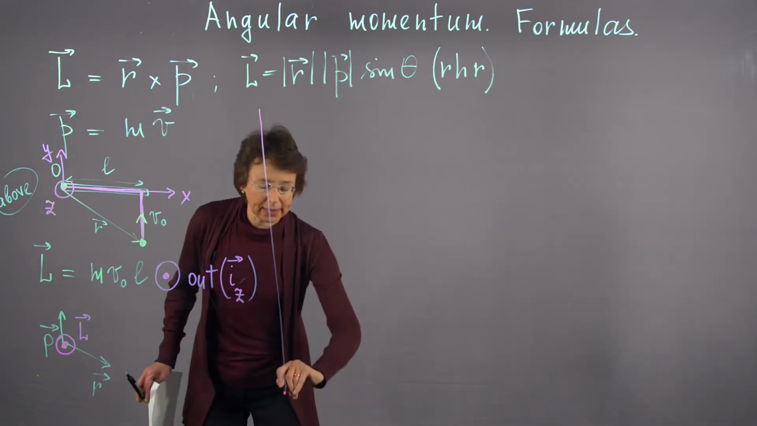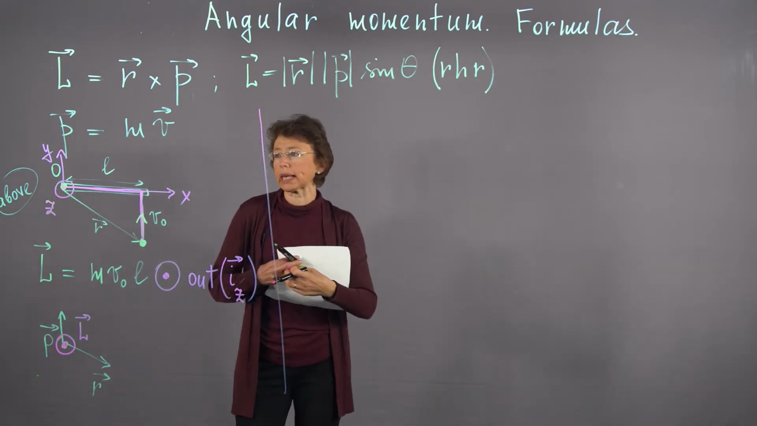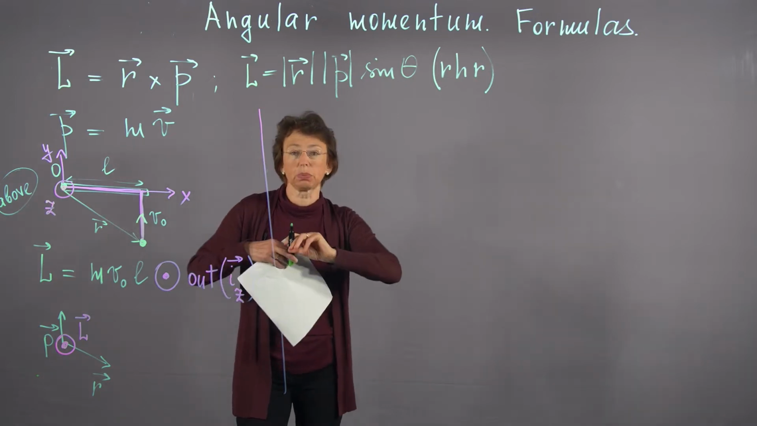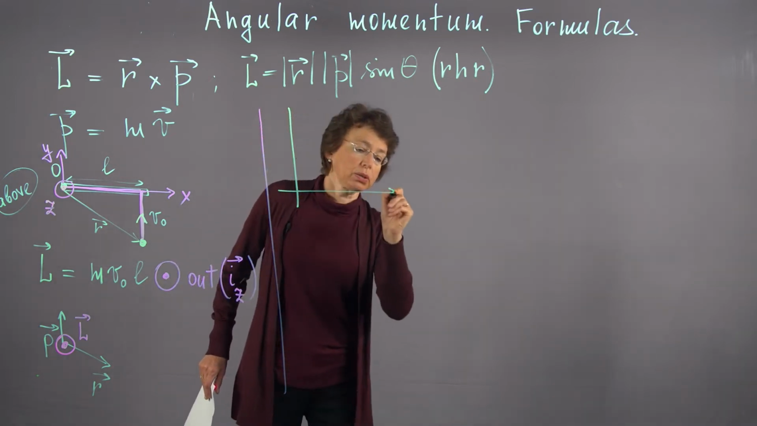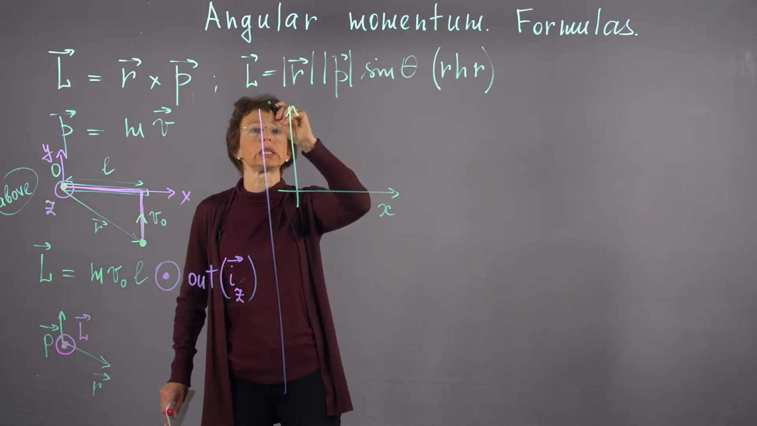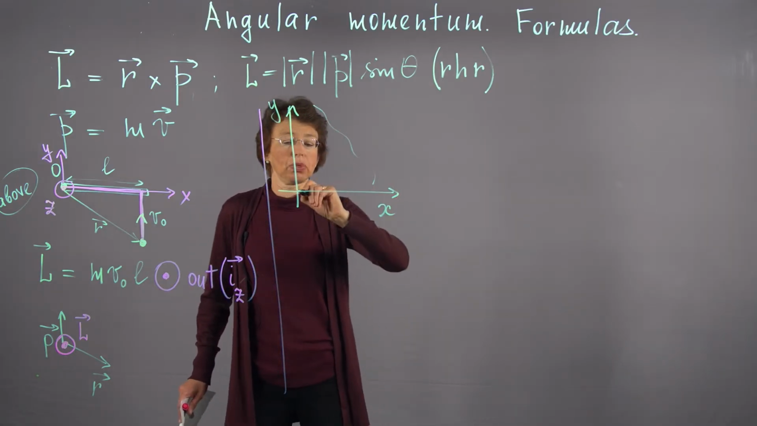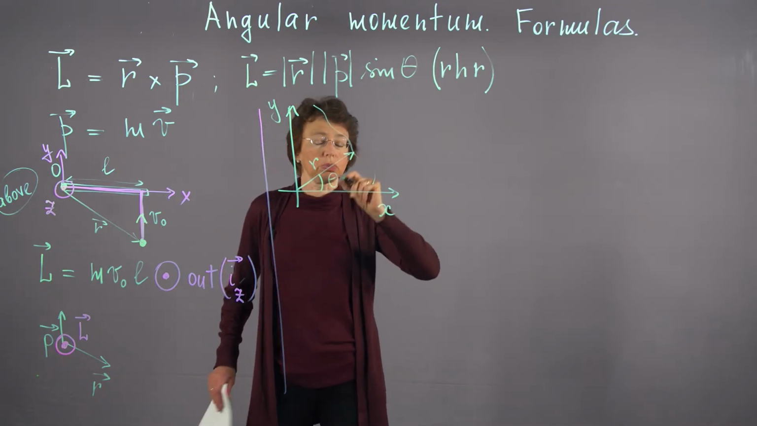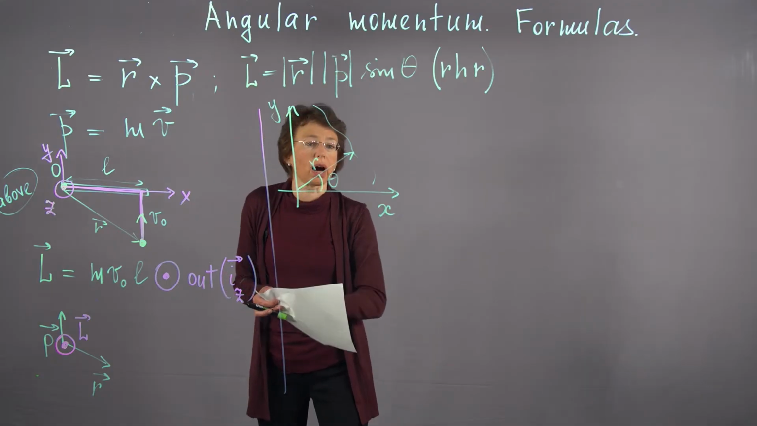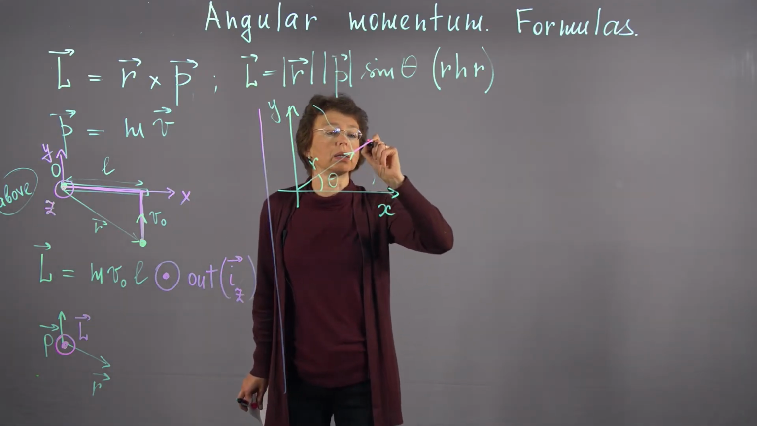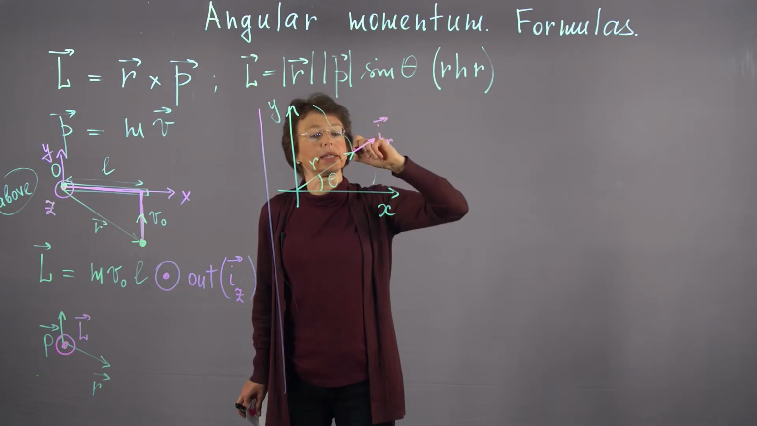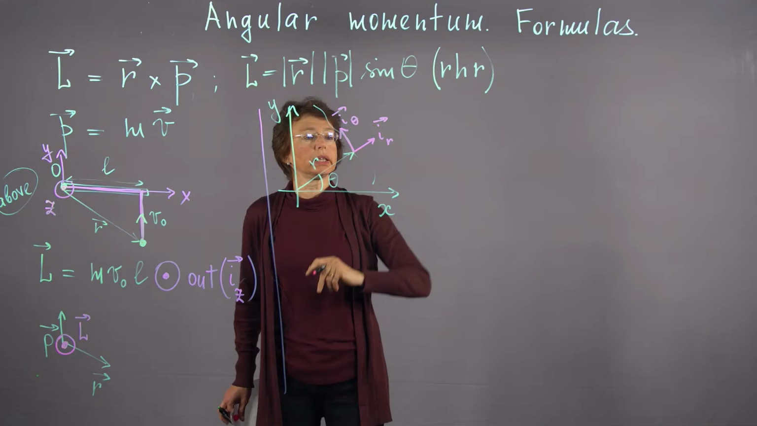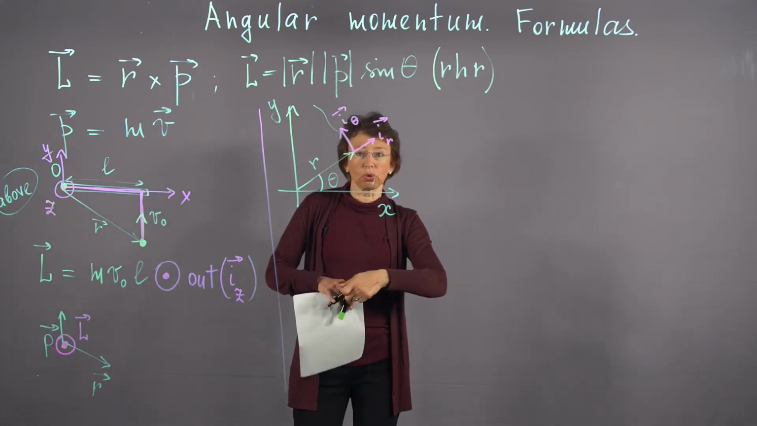Okay, next we need to know what is angular momentum in polar coordinates. We introduced polar coordinates, so this is x, y coordinate system. This is trajectory of the particle. This is r and theta, polar coordinates. We introduced unit vectors that are i_r and i_theta, perpendicular to i_r, two unit vectors. And I want to write angular momentum in polar coordinates.